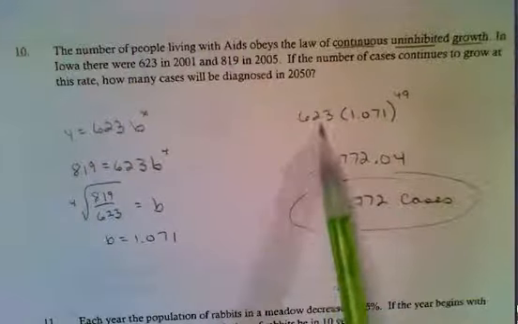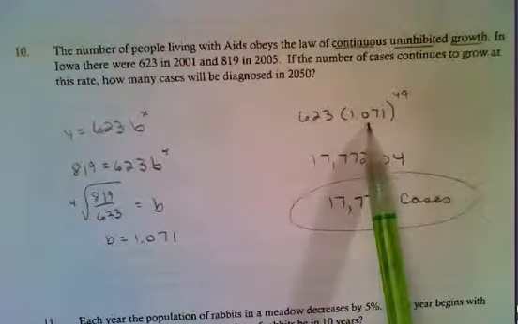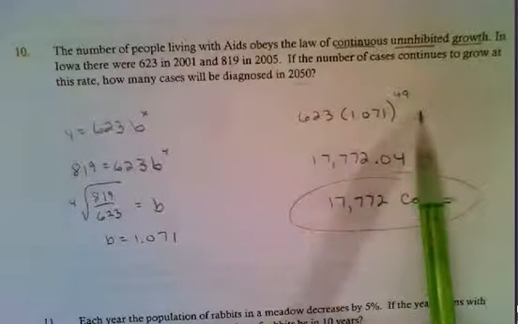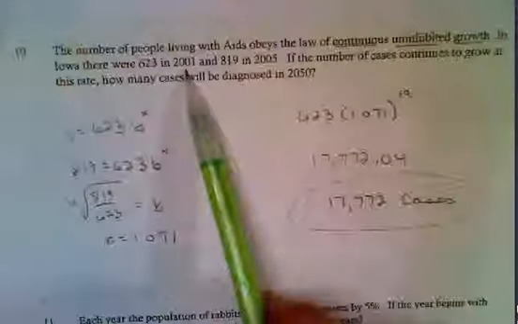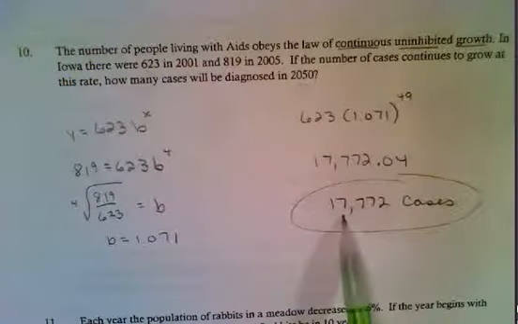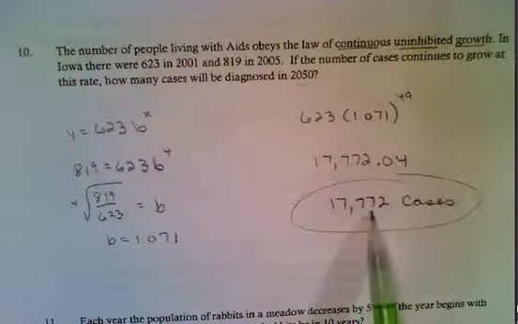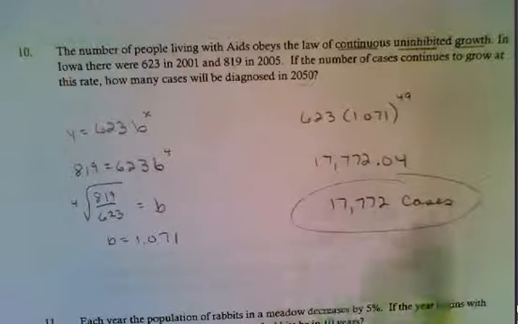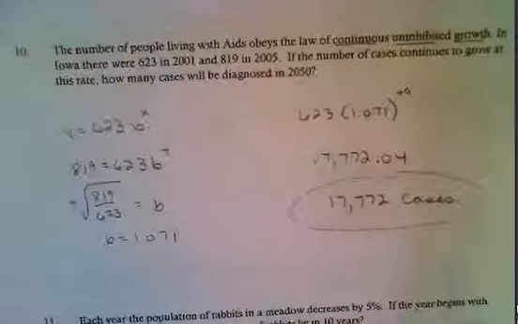So then if I have my start value, my b value, it wants to know what it will be in 2050, which would be 49 years away from 2001. So my t-value is 49. Plug that in my calculator. I got about 17,772 cases.